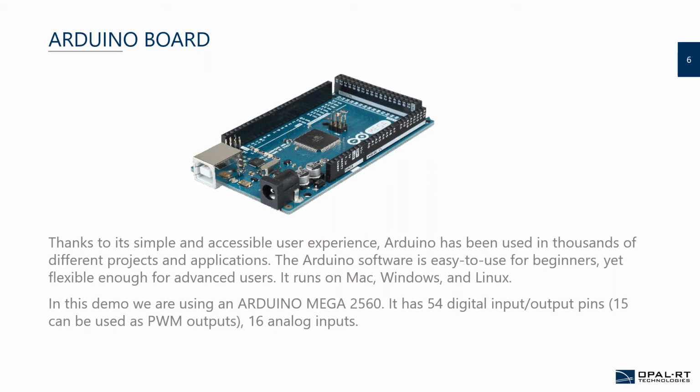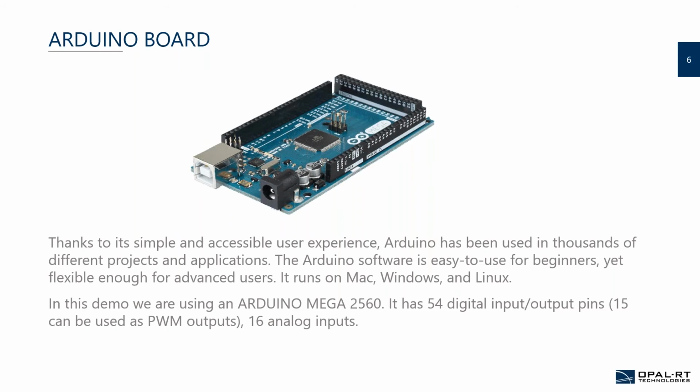It's the Uno board, and depending on the number of digitals and analogs, and depending on the power of the card, you have many types of cards. Here in this demonstration, we are using an Arduino Mega 2560. So for us, it is powerful enough for this kind of application, and in order to connect it with a real-time simulator, in order to do a hardware-in-the-loop application.